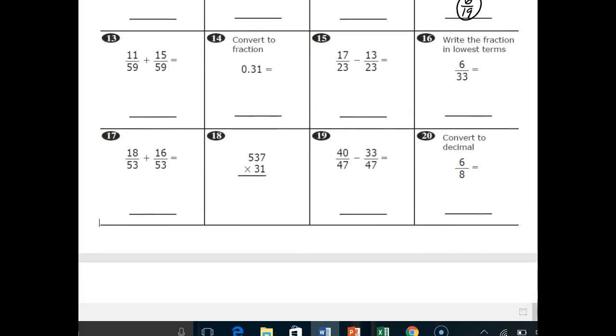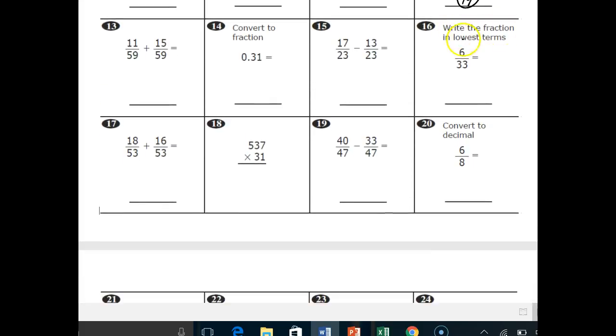Let's do problem number 16 as well. Write the fraction in lowest terms. 6 over 33. Now notice they don't both end in 0, 2, 4, 6, or 8. Like one of them does, the other one doesn't. So I can't divide them by 2. Let's think of another number I can divide them by.